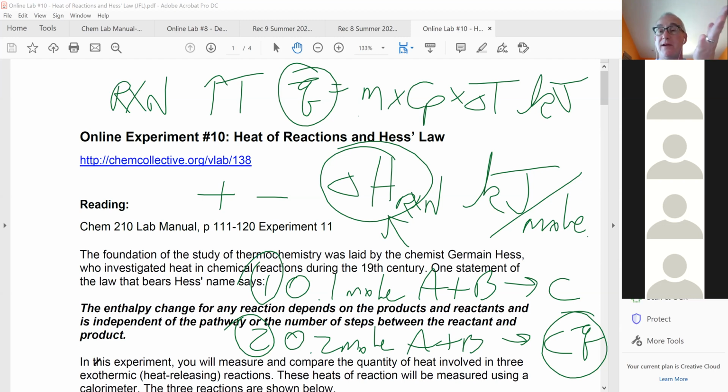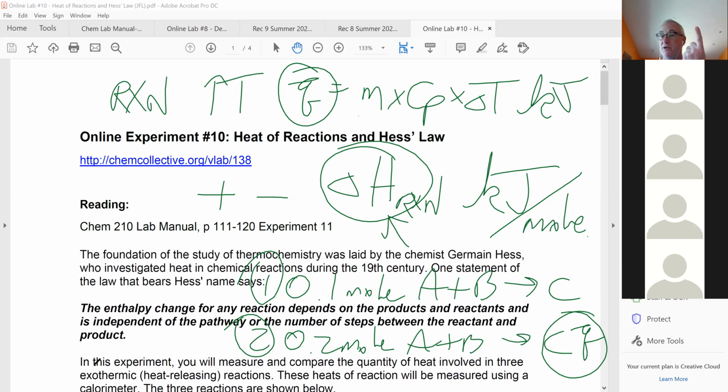And so that's one thing you're going to be calculating today, because that allows us to compare one reaction to another. If we're all doing the same acid-base neutralization reaction with the same acid and the same base, we should all get the same amount of heat per mole. And that's one thing we're going to be doing today.